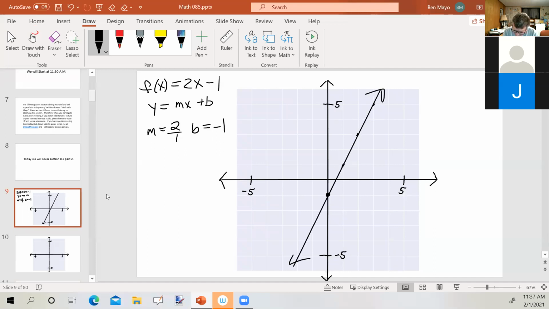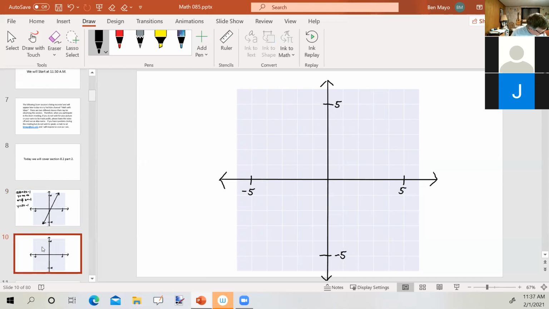So there is the graph of f of x equals 2x minus 1. It's the same graph as if we graphed y equals 2x minus 1. It's just that we're calling it a function because it is a function. Any questions about that one?